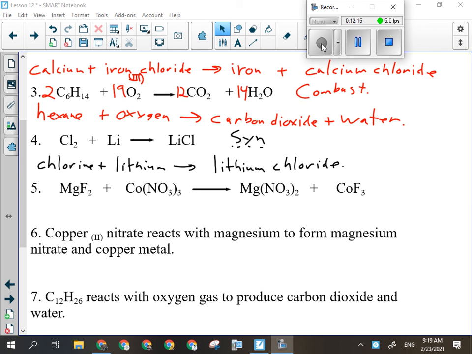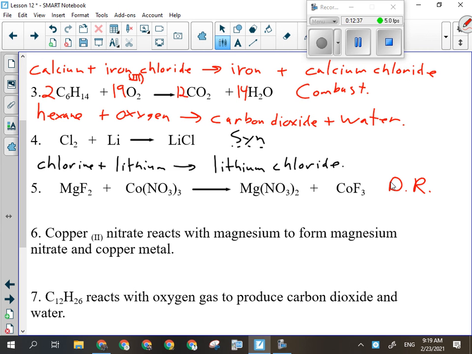So for number 5, okay, I've got an ionic compound reacting with another ionic compound. We have metal, non-metal, metal, non-metal, and that's producing 2 different ionic compounds. What's my only reaction type that's got all ionic compounds in it? Double replacement. Yeah. Okay, so this is a double replacement reaction.